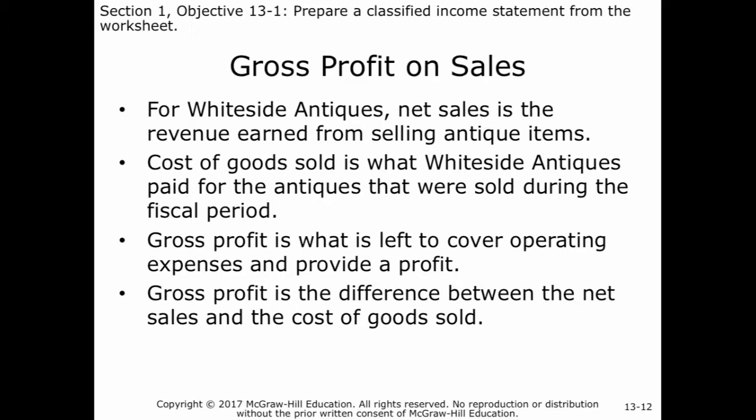So our goal is to determine the net profit or net loss of a business for a specific period. For example, we have been using in this chapter the Whiteside Antiques. So for this particular business, the net sales is the revenue earned from selling the antique items. And then the cost of goods sold is what Whiteside Antiques paid for the antiques that were sold during the fiscal period. So the gross profit is what is left over in order to cover operating expenses and to provide a profit.